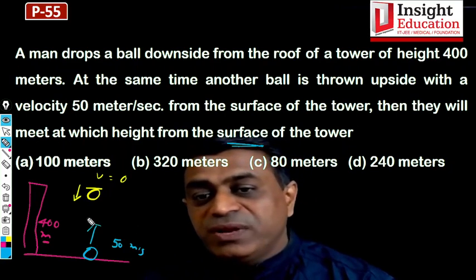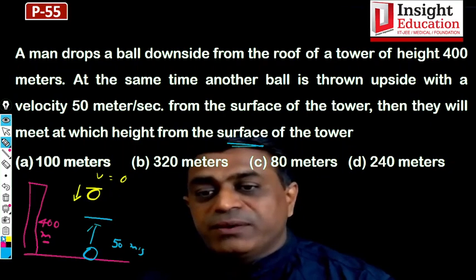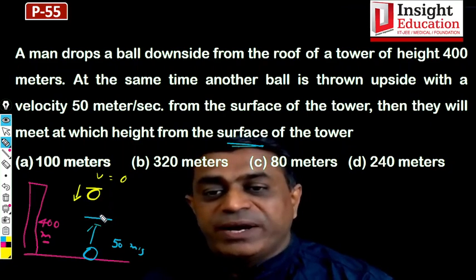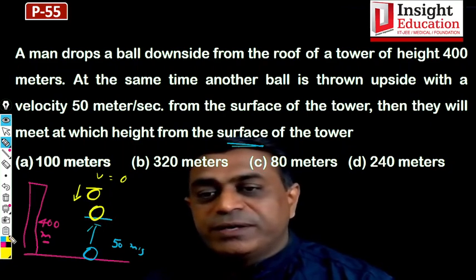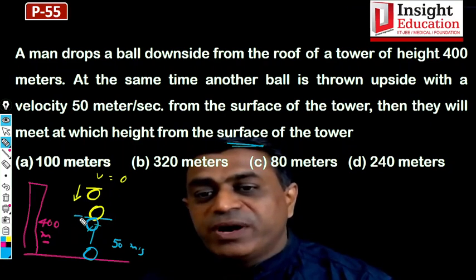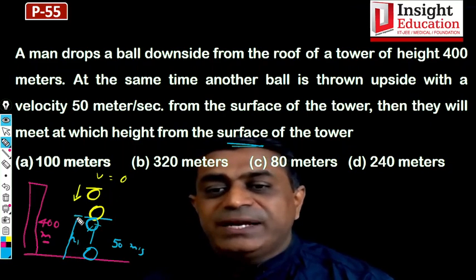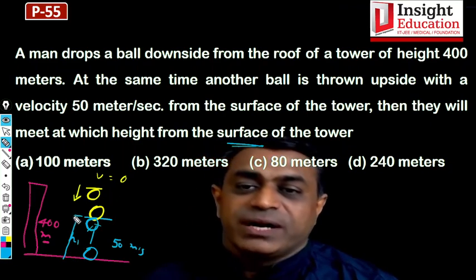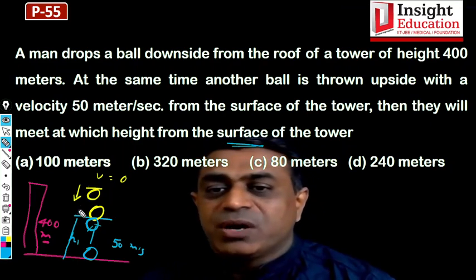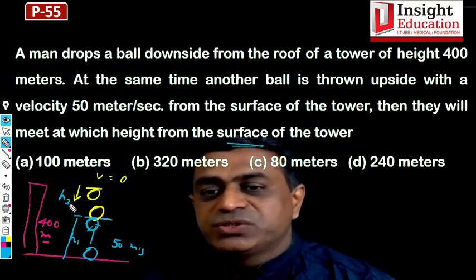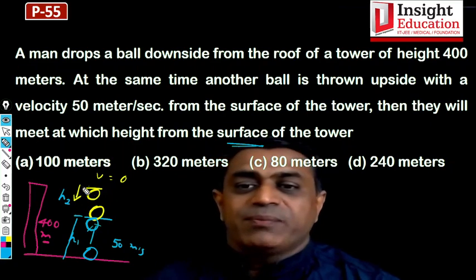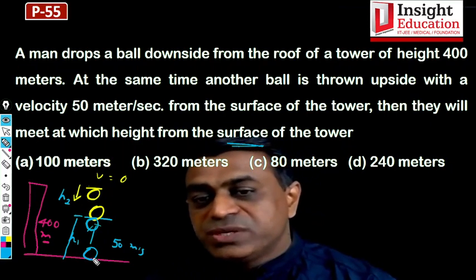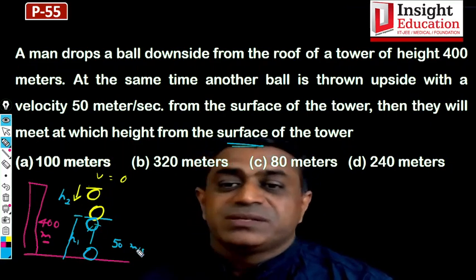Both will meet at one point. So you can say this point is the meeting point. This meeting point should be at which height? So assume this height is h1 from the ground. Naturally from the top the other height should be h2. It means the distance traveled by the upper ball is h2, and the distance traveled by the lower ball is h1.